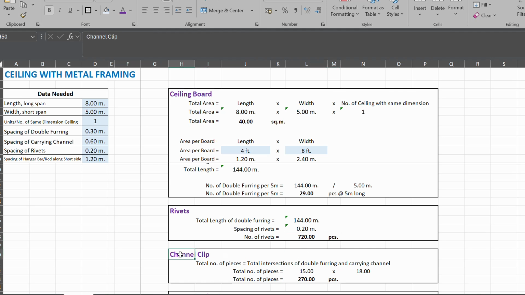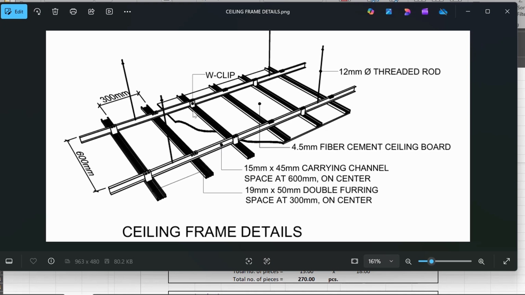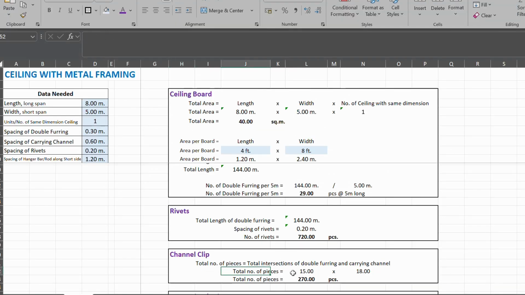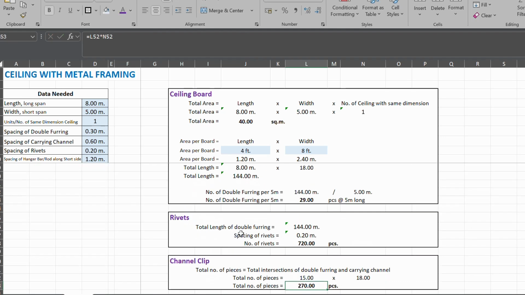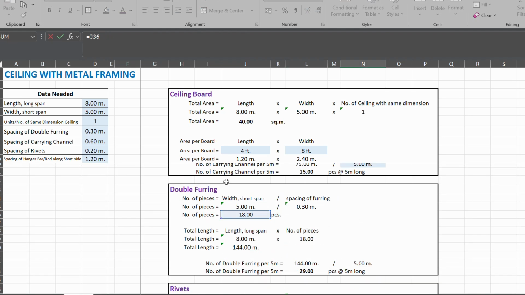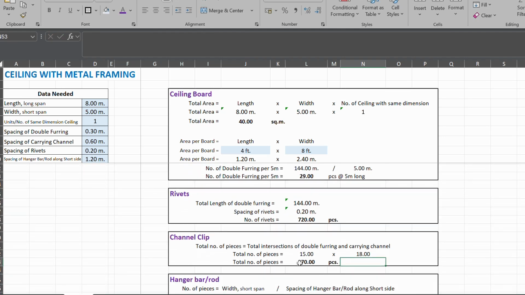So that's it. And channel clip. The channel clip is this, which clips the channel and the furring. It is just the intersection between the carrying channel and the double furring, as you can see in the picture. So what I did is the total number of pieces is the total intersections of the double furring and carrying channel. So this 15 is the number of our carrying channels times the number of our double furring. So multiply.